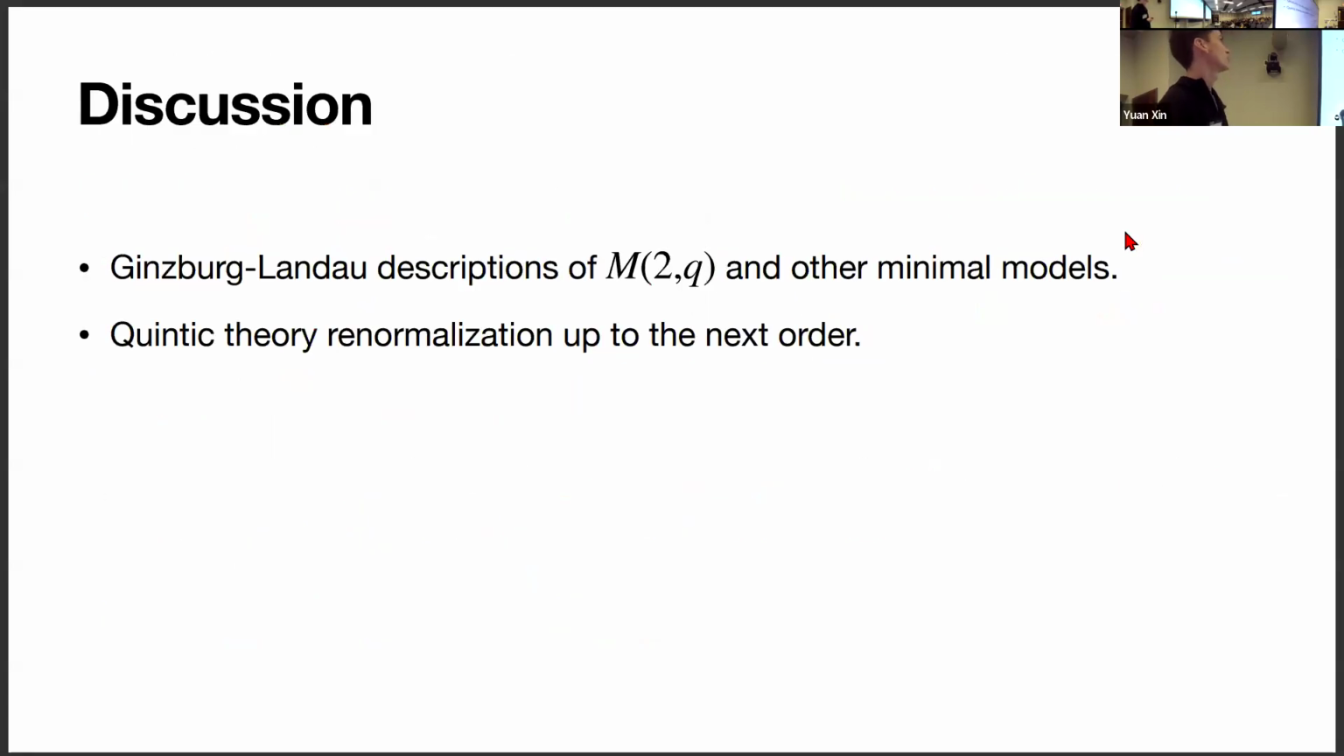And what can we do later? Firstly, we're not sure even about the M2Q minimal models and other minimal models. So we can try to find Ginzburg-Landau descriptions of all these models. And also maybe someone is interested in renormalization of the quintic theory up to the next order, because only the first order is known. Thank you very much. Maybe you have any questions.